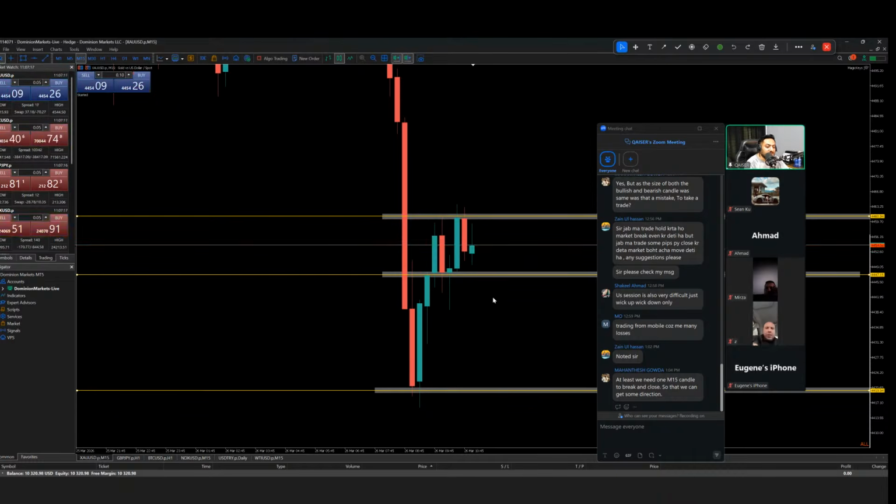Then it makes sense. If it's going to be closed nearby this resistance with a small body, then I can't do anything about it. Or if it's going to be closed right on the resistance area, then also I can't do anything about it.